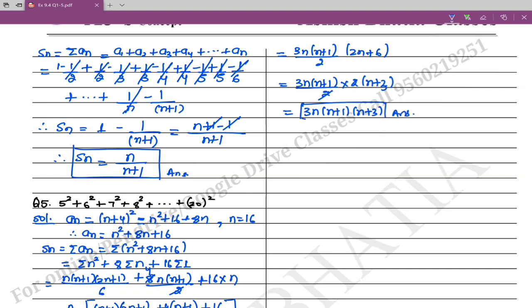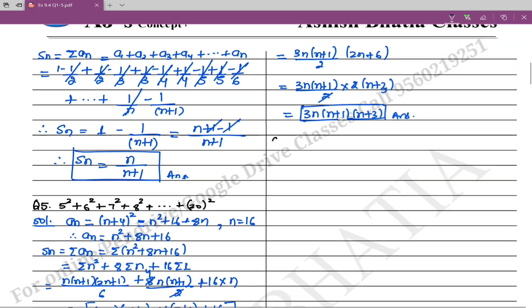I hope the question is simple and it is very clear to you. Now comes question number 7. The question says, find the sum of the series, and the series is: the first term is 1 square, the second term is 1 square plus 2 square, and the third term is 1 square plus 2 square plus 3 square, and so on till n terms.